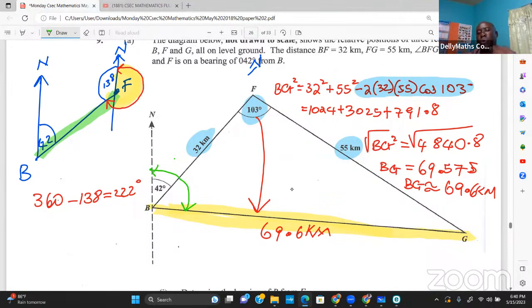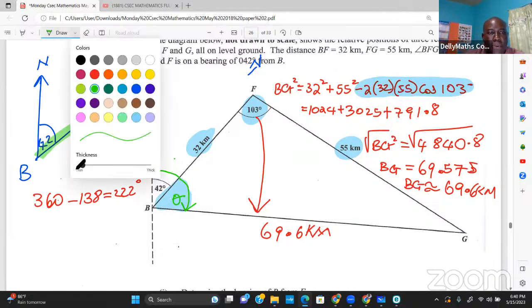But what we're noticing though, is that we would have had 42 degrees out of it. So if I have 42 degrees out of that already, it simply means then that this is the only part that I need. I only need to find this angle inside the triangle. So if I should find that angle inside the triangle right here, and add that to 42, then I'll get that bearing of G, but from B, right? So let's take our time to put that together.